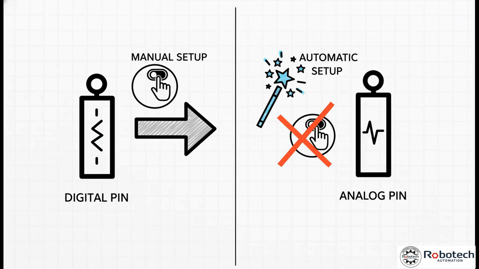Oh, and here's a little pro tip for you, something that'll definitely save you a headache down the road. You know how with regular digital pins, you always have to use pinMode in your setup code to tell the Arduino if it's an input or an output? Well, get this. When you use analogRead or analogWrite, you can totally forget about that. The Arduino software is smart enough to configure the pin for you automatically, right behind the scenes. So yeah, that's one less line of code to worry about.